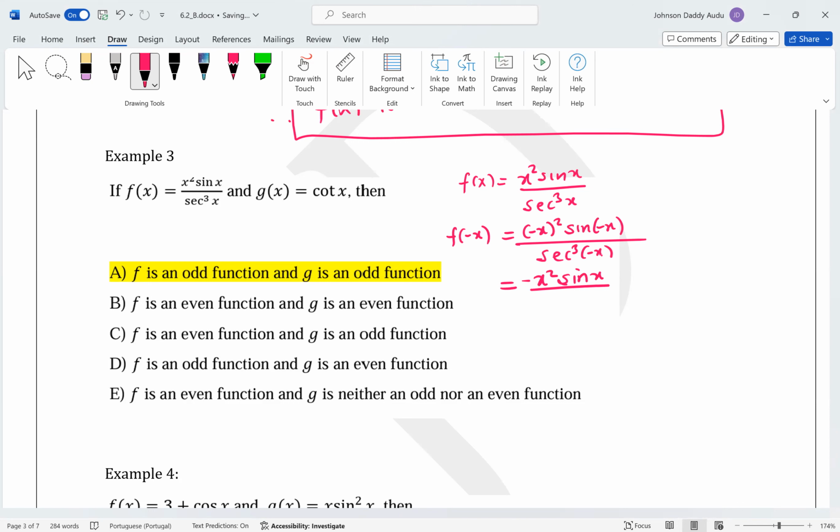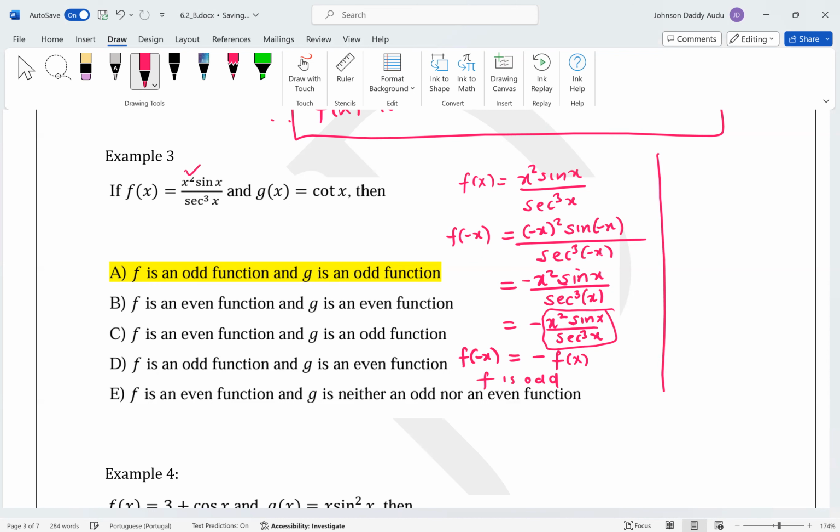No, sec is even, right? So the minus will go, so you have this one, right? And now this will become minus x squared sine x over sec cube x. So it means that f of minus x is going to be minus the whole of this one here, which is your f of x, the original function. So it means that the function f is odd.